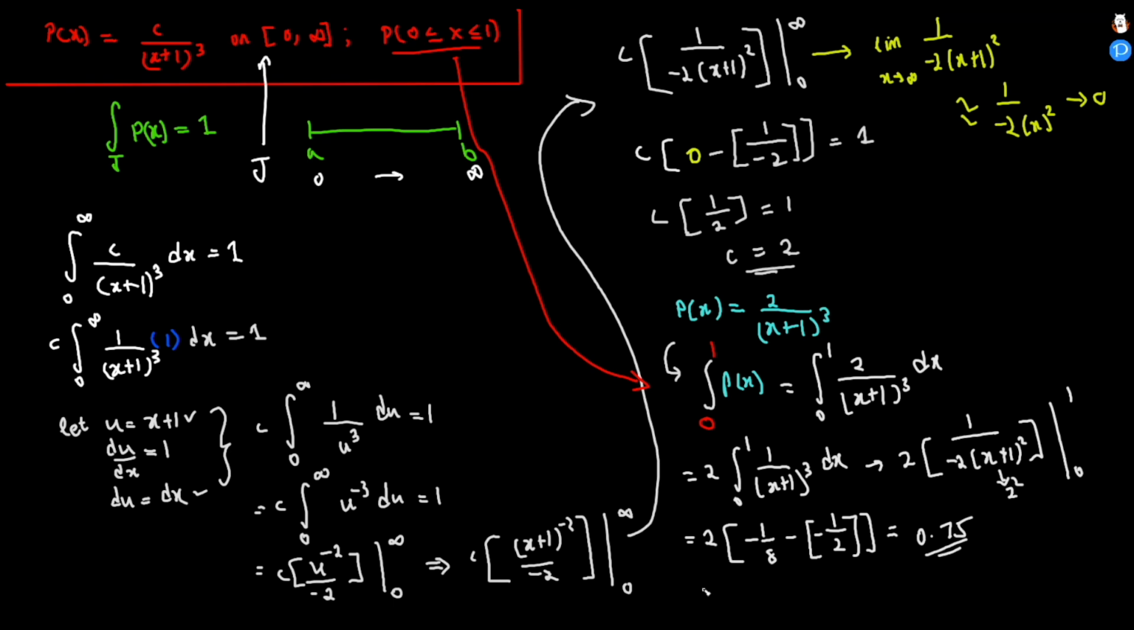So what we get is the probability that x takes a value between 0 and 1 is 0.75. Okay.